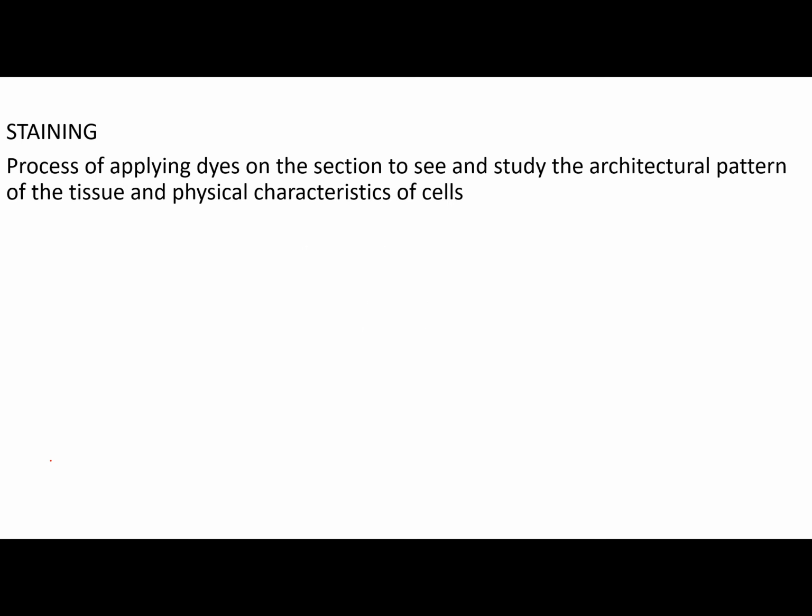Now, staining, as you're all aware, is the process of applying dyes on the section to see and study the architectural pattern of the tissue and the physical characteristics of the cells. This is very important, class, for pathologists to identify if there are abnormalities in the structure on a cellular level when it comes to the sample being processed.